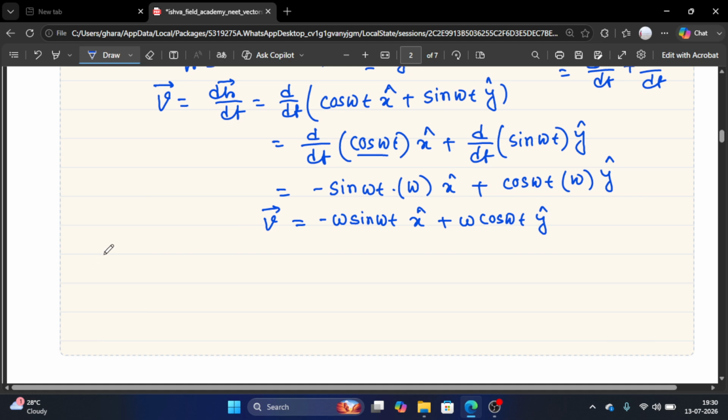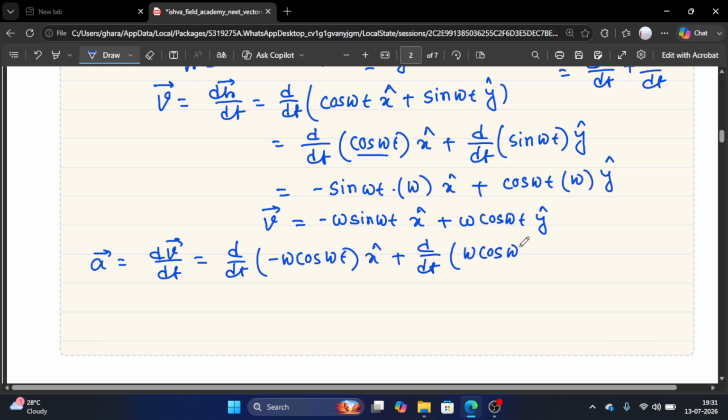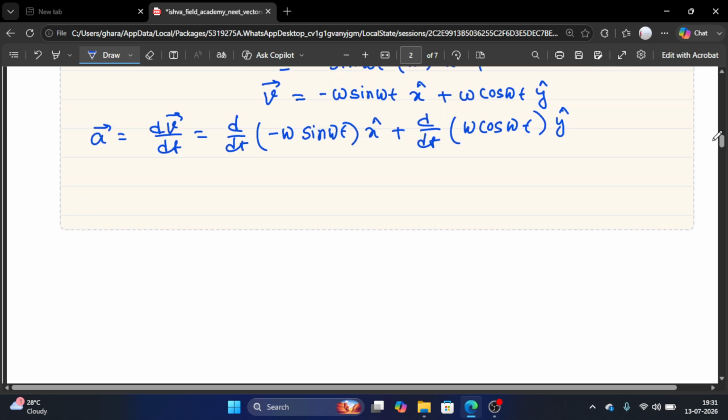Now we calculate the acceleration. Acceleration is again the differentiation of velocity with respect to time. So d/dt gives you minus omega cos omega t x cap plus d/dt of omega cos omega t. Sorry, this one is sin omega t. This one is cos omega t y cap. So this is the acceleration.